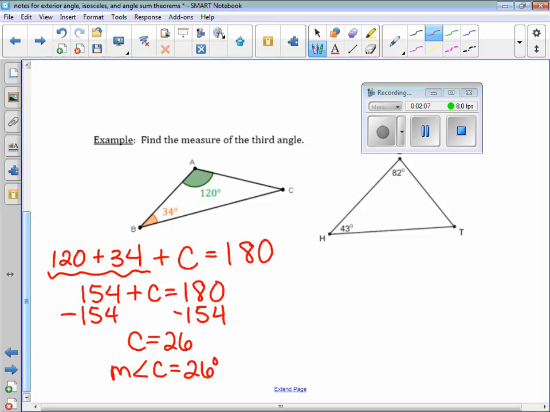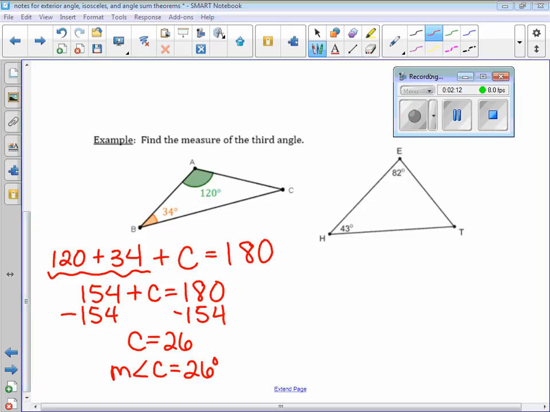So now we go to the second example. In this triangle, we have angles E, H, and T, where we're given angle E is 82 degrees, angle H is 43 degrees, angle T is the one we don't know, so we have to use our equation to try to find it. So we're going to set up all three angles equal to 180. So 43 plus 82 plus T, the one we don't know, equals 180.